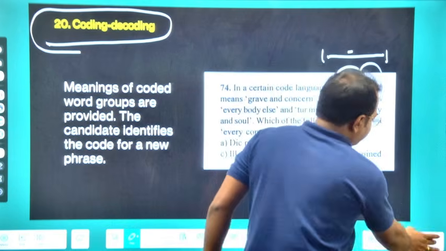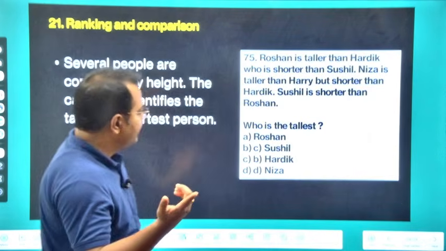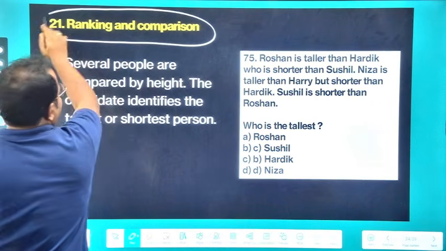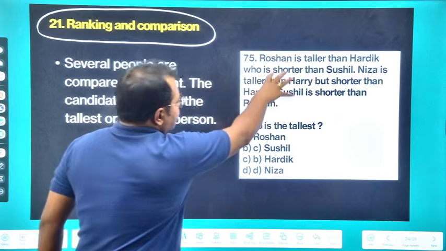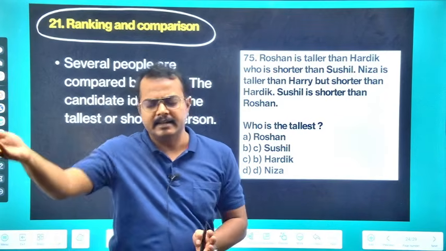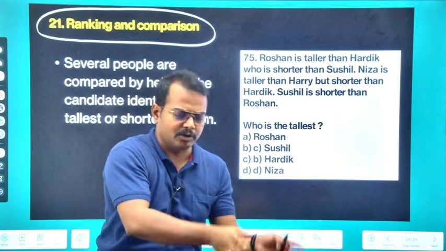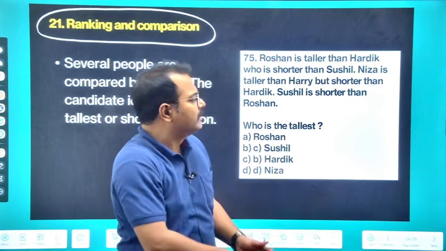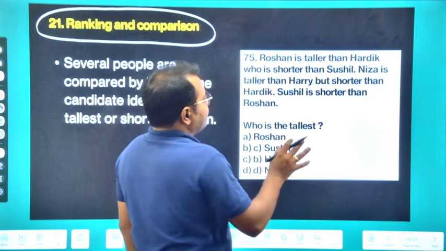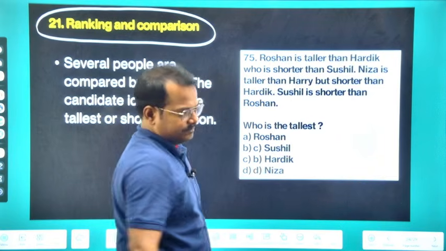In question number 74 this was given, a single question. Then you can find question number 75, ranking and comparison. So basically some height comparison is given, that this person is at a greater height than this person, this person is shorter than that person, taller than another person. Finally they will ask a question: Sushil is shorter than Roshan. Okay, who is the tallest person?